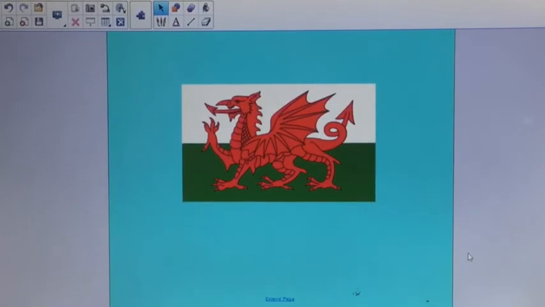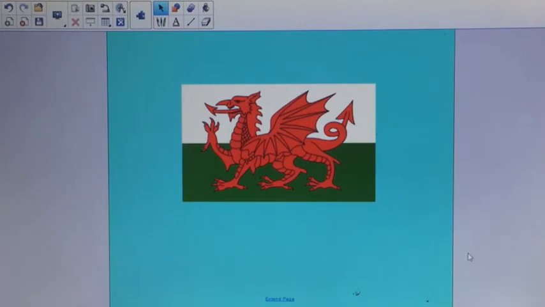Our next flag. Have a good look at this one and tell your grown-up if you think this flag is symmetrical. And remember to tell them what country this flag is from. I'll give you a few seconds.